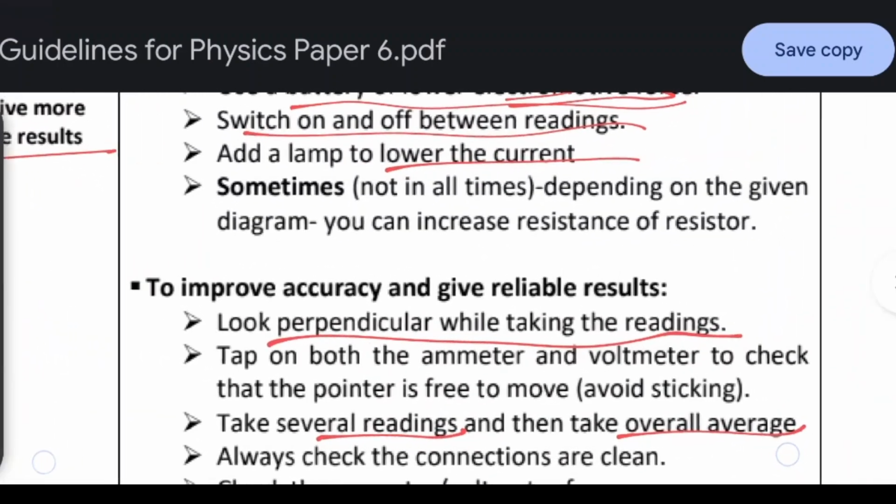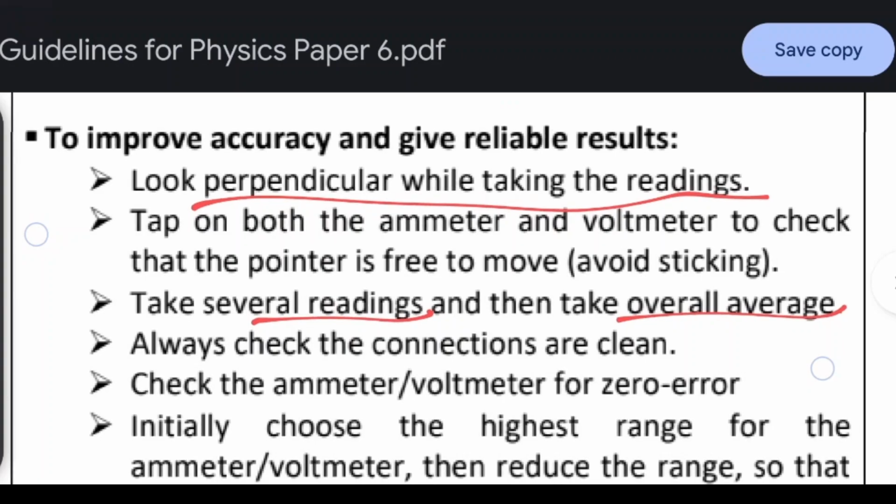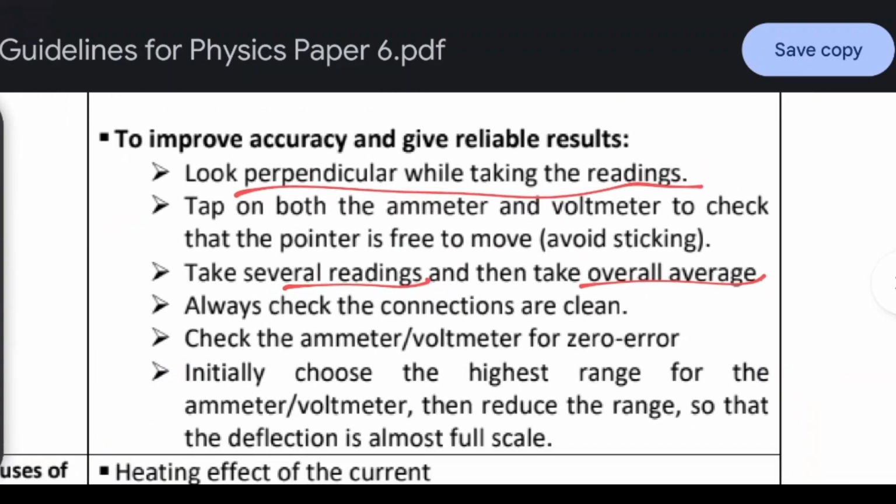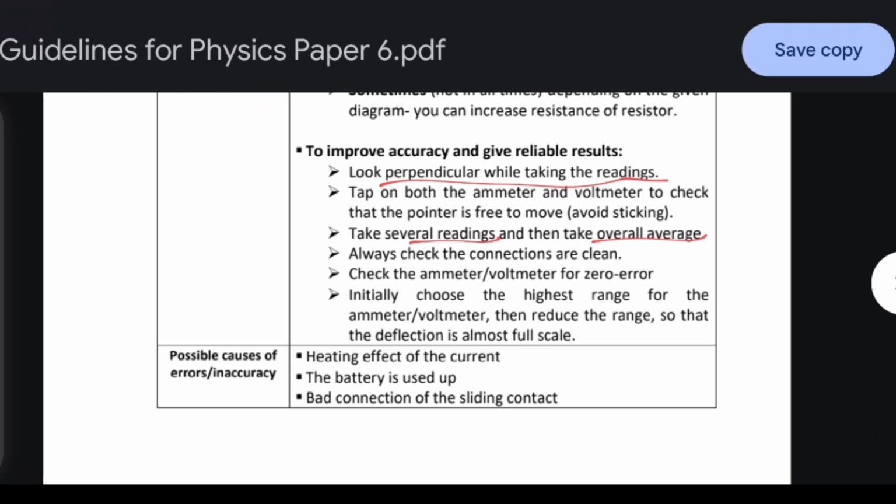Now, how to improve the accuracy and give more reliable results? Look perpendicular while taking the readings. Tap on both the ammeter and voltmeter to check that the pointer is free to move and not sticking anywhere. Then take several readings and an overall average.